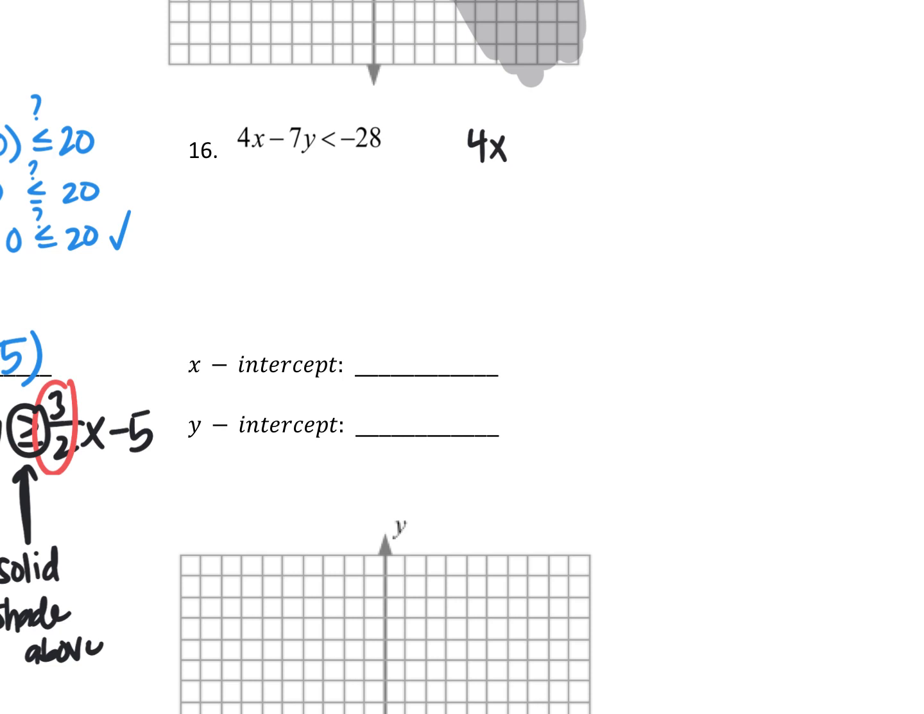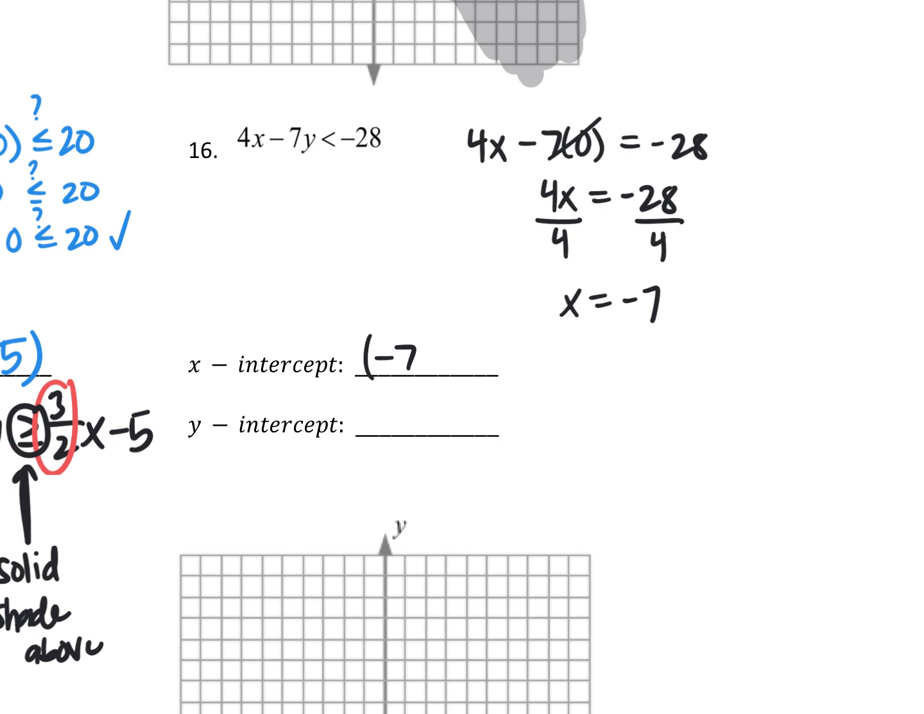4x minus 7 times 0 is going to be equal to -28 because we're solving for our x-intercept. So that's going to go away. We have 4x equal to -28. So we have to divide by 4. So x equals -7. When I'm writing that as an x-intercept, though, I'm going to write -7, 0.